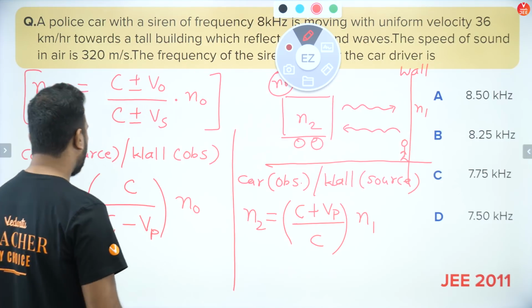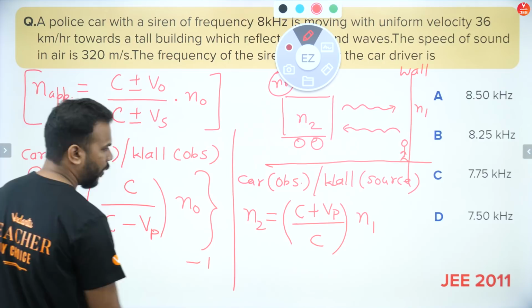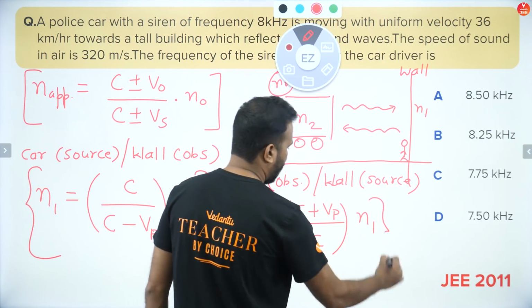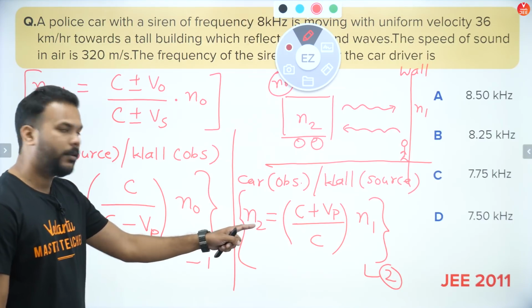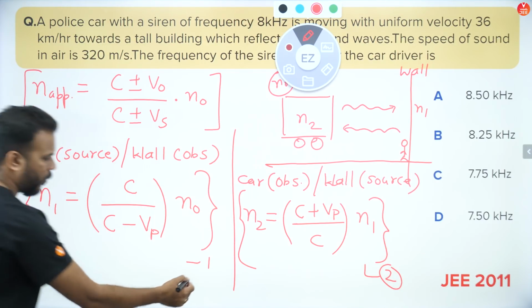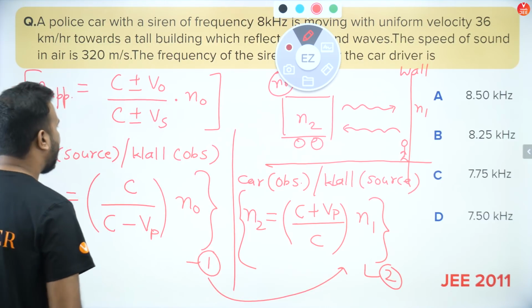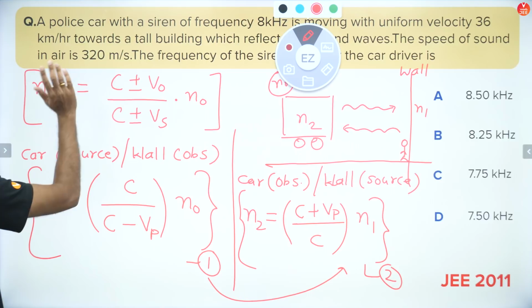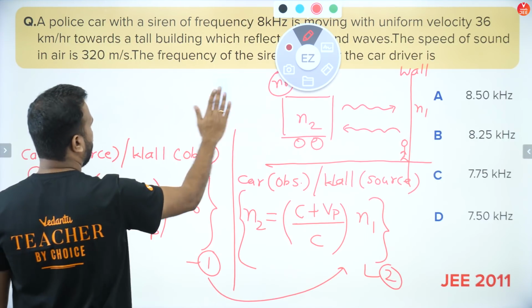And now what you have to do is take this equation number 1, and this equation which you have got, which is equation number 2, and just write them together. That simply means put N1 in N2. So this equation you will be putting up here, and you will be finding out the final formula here. So when you do that, let's see what will happen.